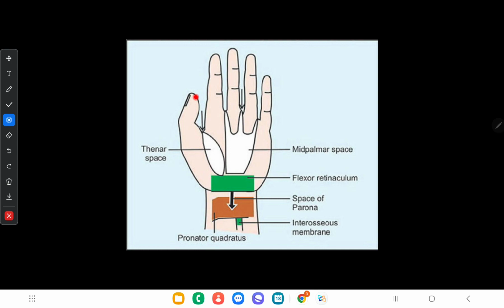Those spaces are very important because if an infection occurs in one space, that particular space may become filled with pus. And also, due to the connections between two or more spaces, those infections can spread from one space to another. That may cause severe damage to the patient. Therefore, we have to learn about those spaces.